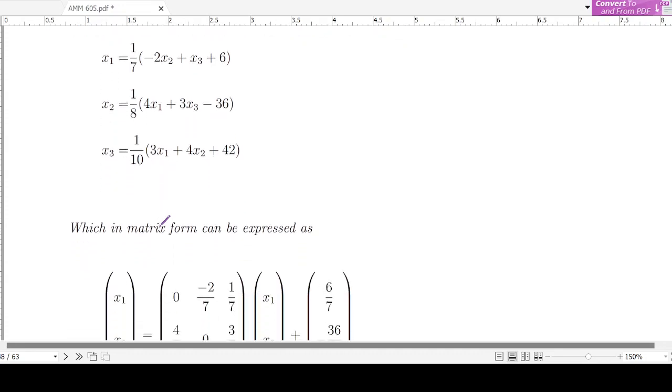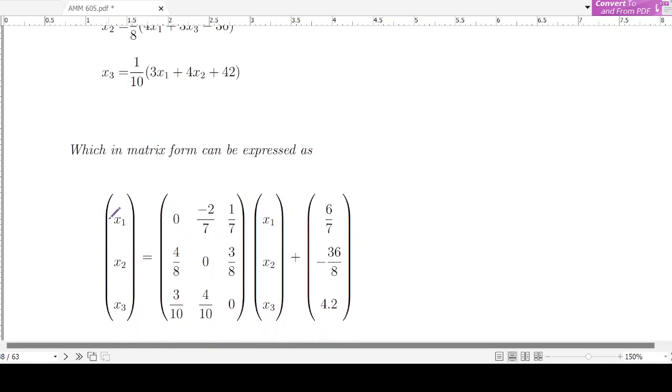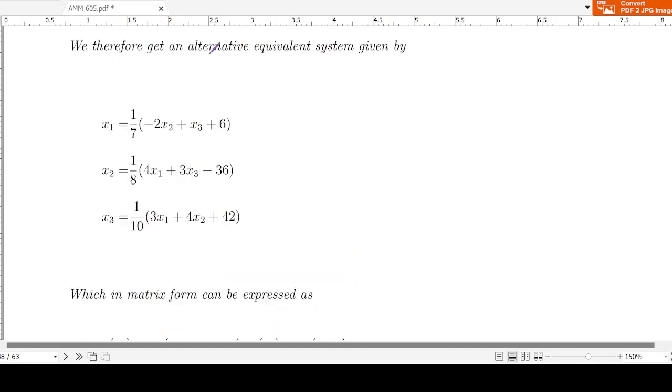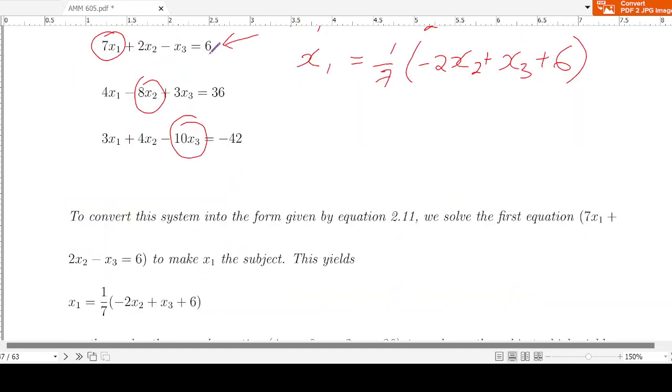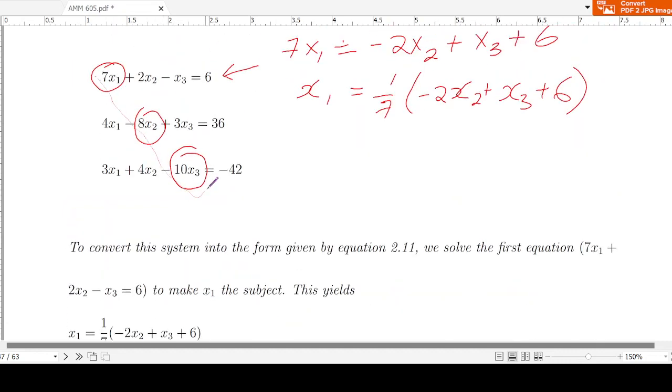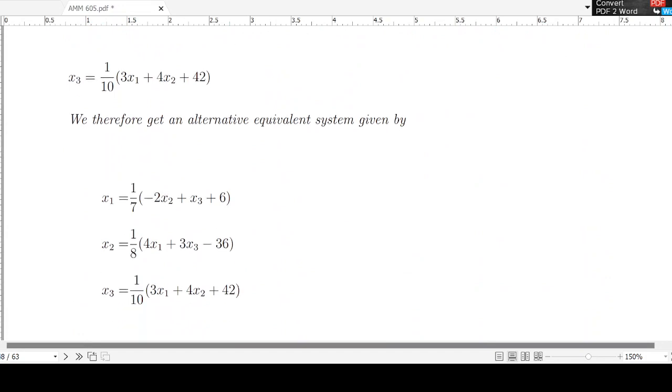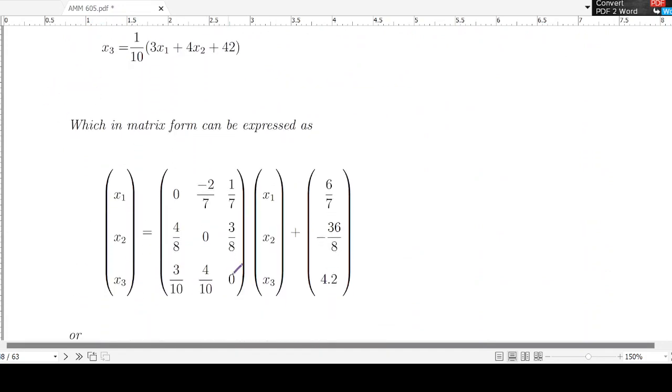And this one can be expressed in matrix form, so that now we have x1, x2, x3 on the left-hand side. On the right-hand side, we have this matrix. Notice that the elements in the principal diagonal are all 0, because these are the quantities that we made subject here, so that we were removing the elements in the principal diagonal from that system. So in this case, the elements in the principal diagonal are 0. Then we have this vector.